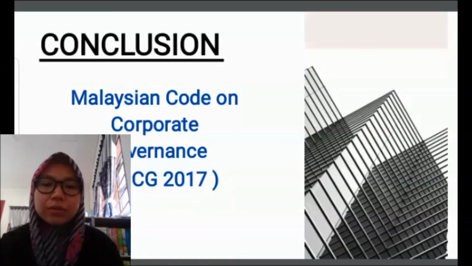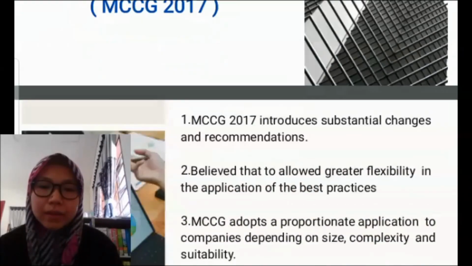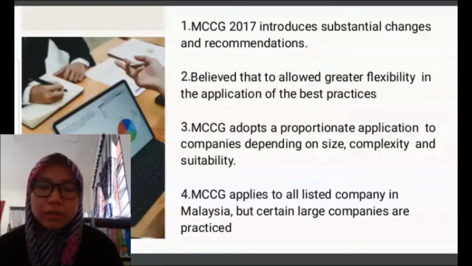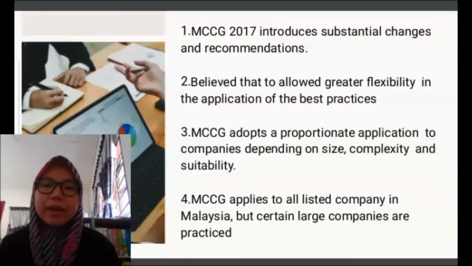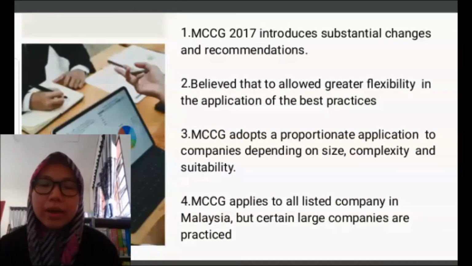I would like to give the conclusion from our presentation on the Malaysian Code on Corporate Governance 2017. The conclusion, first, is that the MCCG 2017 introduced substantial changes and recommendations with a view to raising the standard of corporate governance of companies in Malaysia. The MCCG 2017 is believed to allow greater flexibility in the application of best practices.